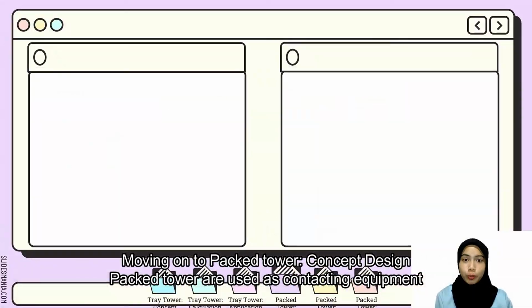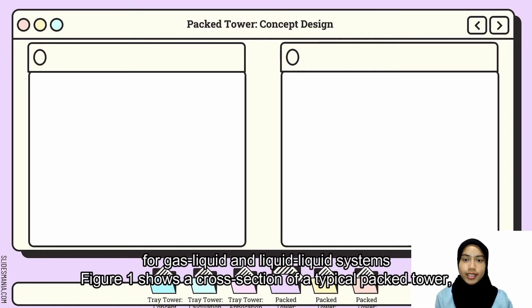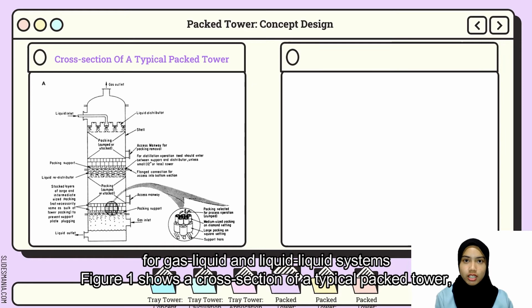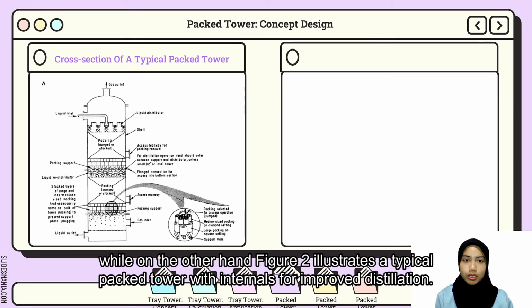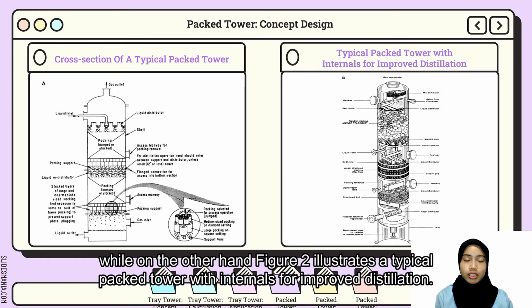Moving on to packed tower concept design. Packed towers are used as contacting equipment for gas-liquid and liquid-liquid systems. Figure 1 shows a cross-section of a typical packed tower, while on the other hand, Figure 2 illustrates a typical packed tower with internals for improved distillation.